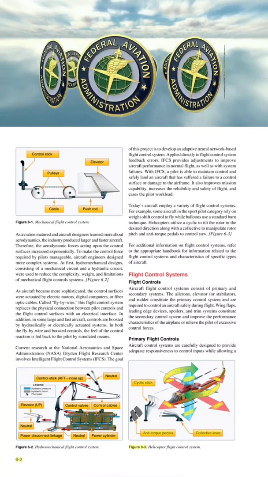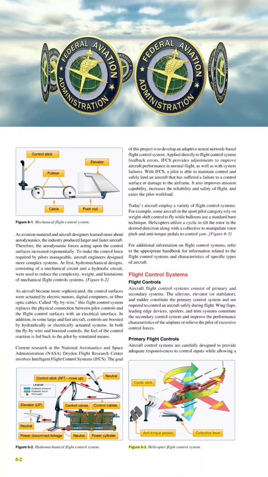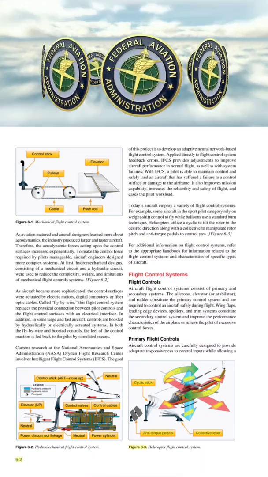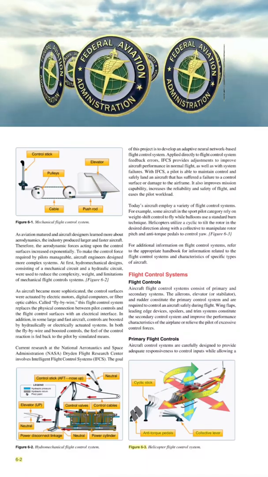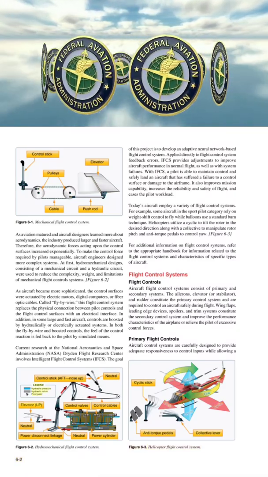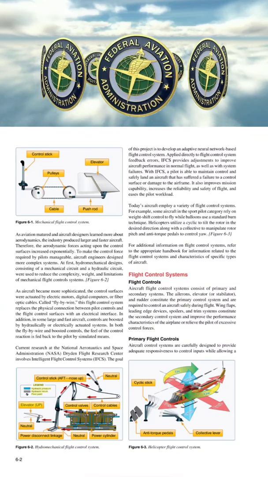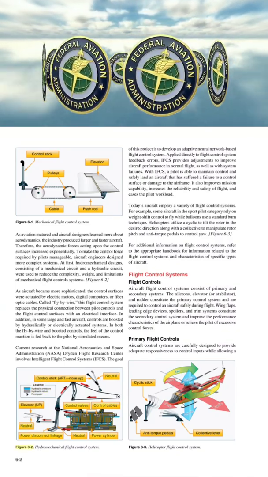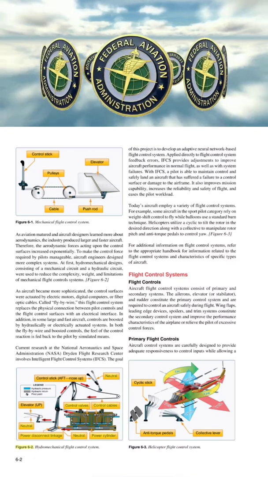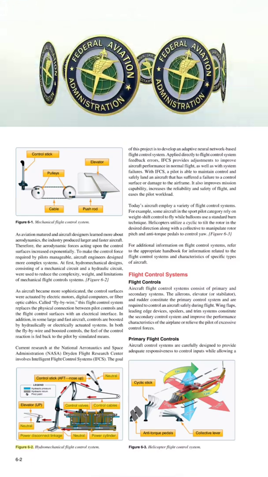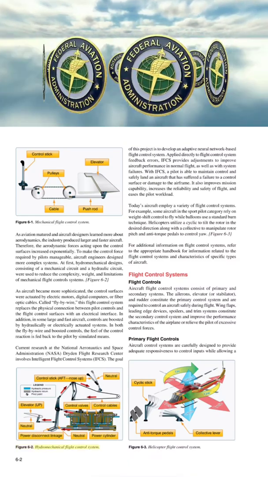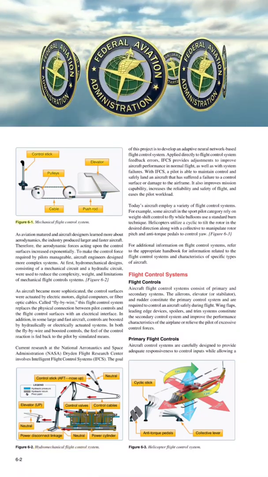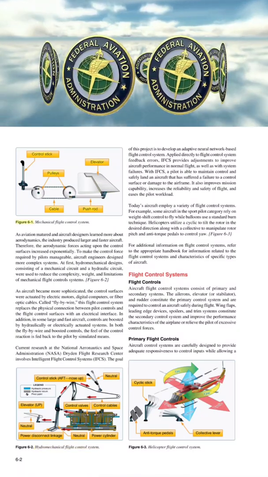Figure 6:3, Helicopter flight control system: anti-torque pedals, cyclic stick, collective lever. Figure 6:2, Hydromechanical flight control system: hydraulic pressure, hydraulic return, pivot point, elevator up, control stick aft, nose up, control cables, power cylinder, control valves, power disconnect linkage. Figure 6:1, Mechanical flight control system: elevator, control stick, cable, pulleys, push rod.